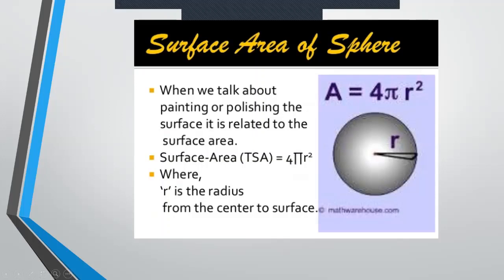When we talk about painting or polishing the surface, it's related to the surface area, of course. And what is the surface area? Total surface area, that's what we say. That's what Aviraj asked last time also. What is CSA and what is TSA?